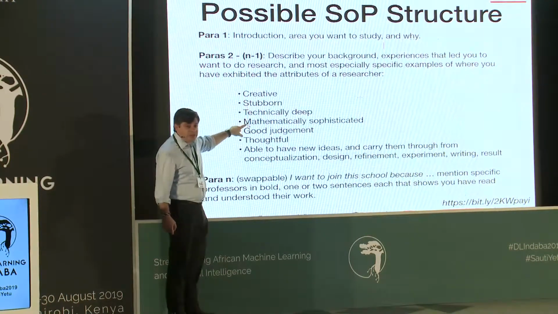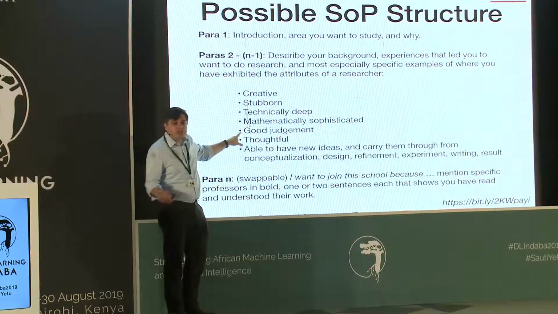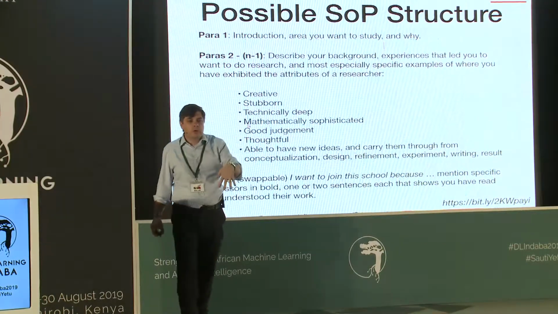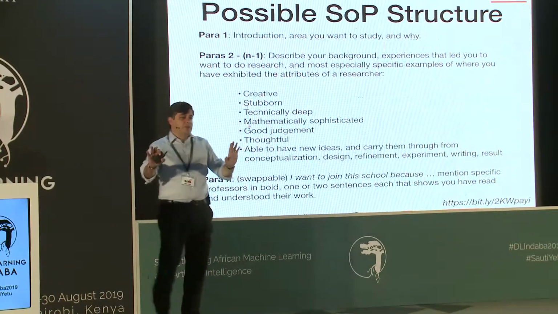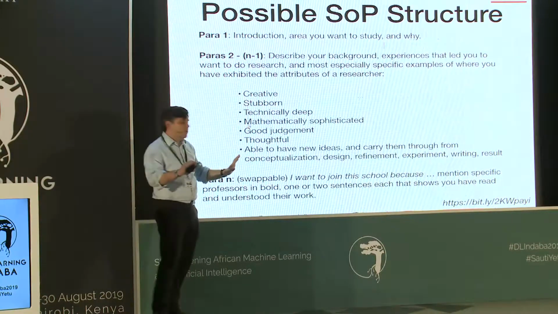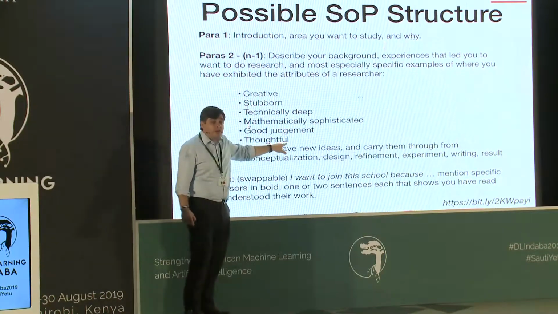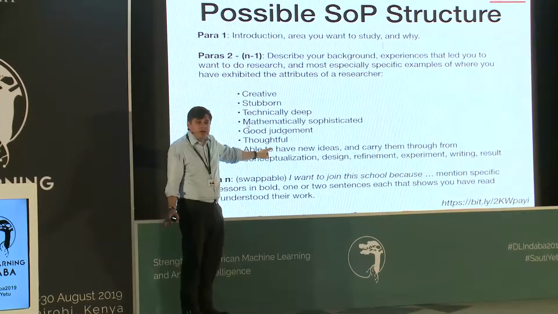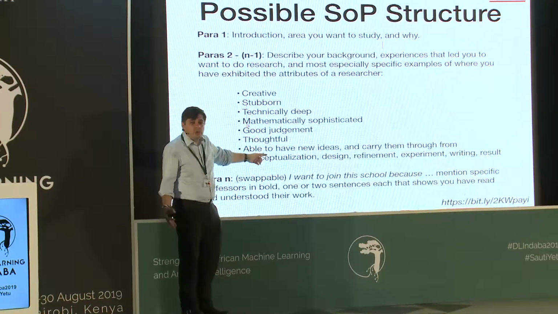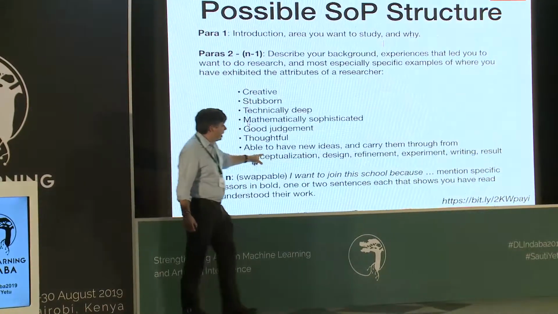Technically deep, mathematically sophisticated, good judgment. Good judgment means you know when not to go down a rabbit hole. You know when to stop and decide that maybe this direction's not working and you change it. Thoughtful, like you didn't just write the code someone told you to write. You thought about why it was important or what it meant to do. And you're able to have new ideas.